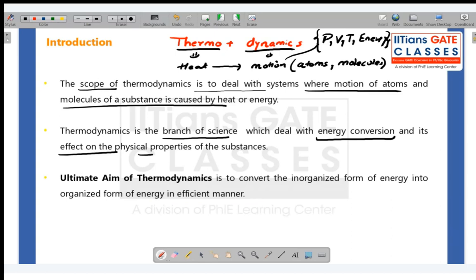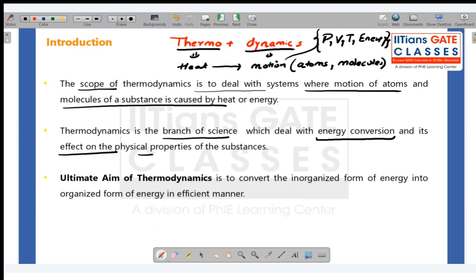Okay, now what is the ultimate aim? What do you want from thermodynamics? Whatever is happening, pressure is changing, volume is changing, velocity is changing, temperature is changing, it's fine. But why do we need to understand it? Why do we have to study the whole subject to understand how these things are happening?